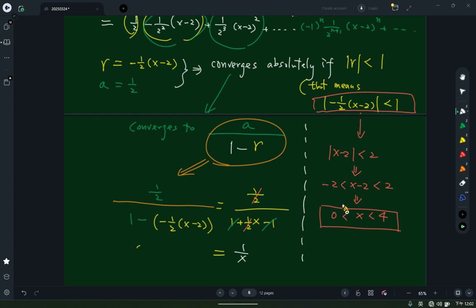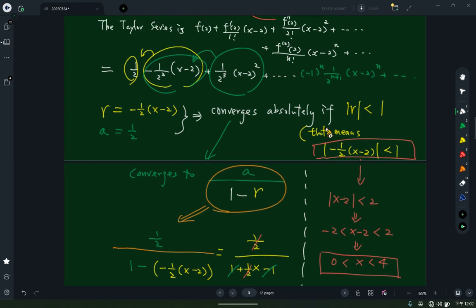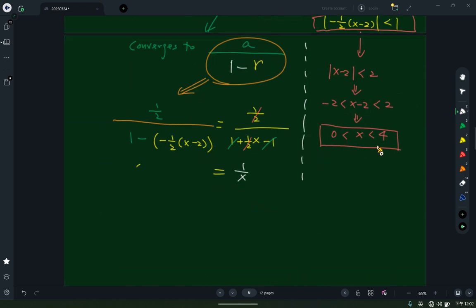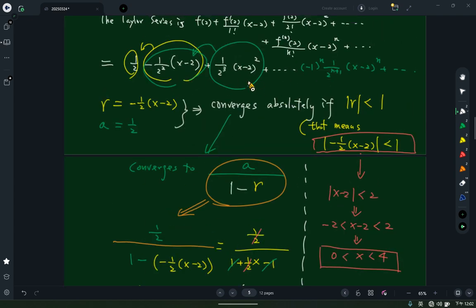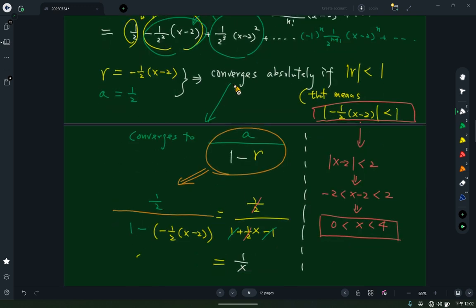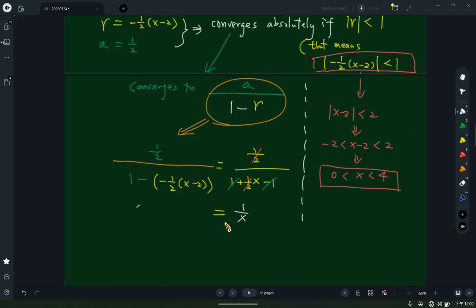So let me just conclude it. If x is located larger than 0 and less than 4, then the series will converge to 1 over x. Let me show you again. If x is in this range, I can make sure that if you expand it by the Taylor series, the series will converge to 1 over x.